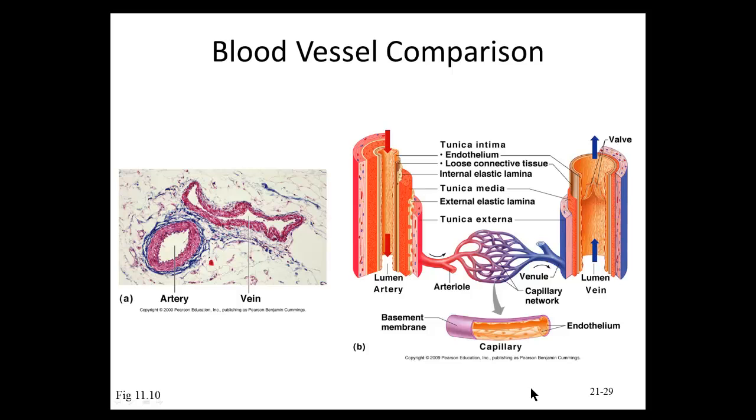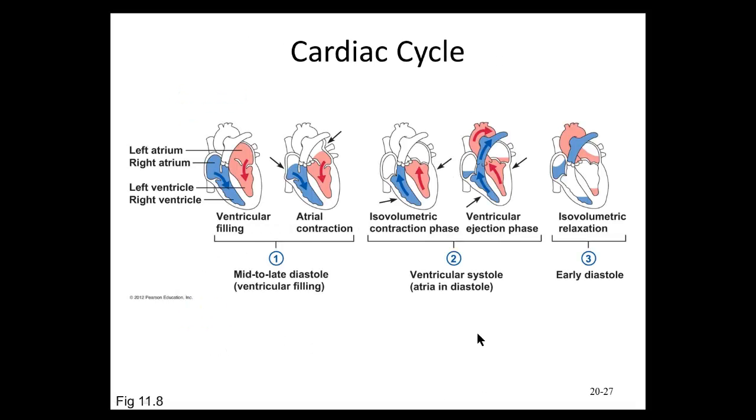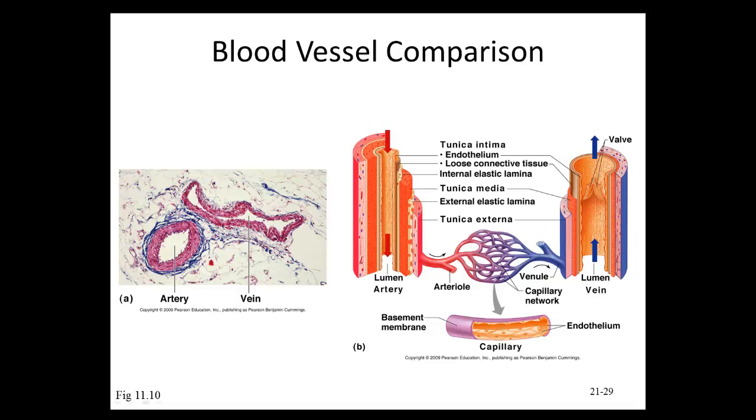Veins, on the other hand, are larger in diameter, so they can carry a lot more blood volume than the arteries can, but they're not as muscular. They have thinner walls, so they can stretch as they're carrying blood back to the heart. So here's an example of a vein. We can see it's much larger in diameter compared to the arteries, and the muscular layer is much thinner. You can see how this is much thinner here than this one here.